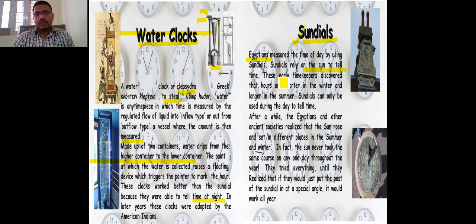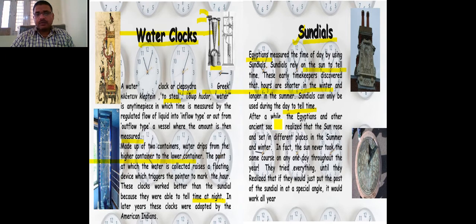These earlier timekeepers discovered that hours are shortened in winter, since the sun sets very soon in winter. That's why they found that the winter hours are shorter compared to the summer hours. The sundials can only be used during the day to tell time, which means they depend on the availability of the sun.